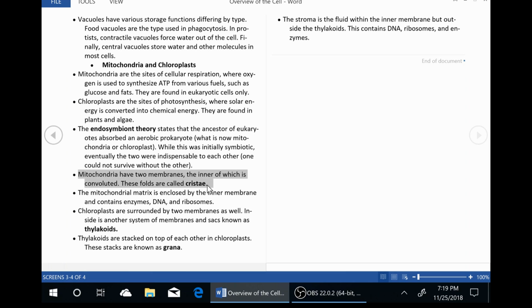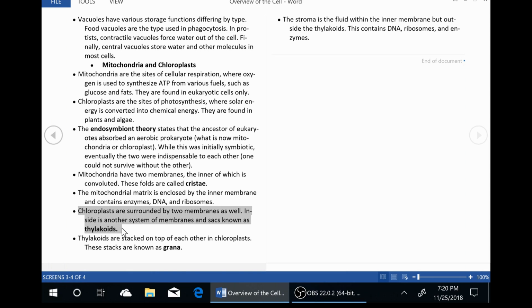So mitochondria have two membranes. The outer membrane is really smooth. It doesn't have many folds in it. However, the inner membrane has various folds. That's why we call it convoluted. And so these folds are again called cristae. So the mitochondrial matrix is everything inside the inner membrane. So inside this inner membrane, all the major things inside the mitochondria are there. So enzymes, mitochondrial DNA, and ribosomes are all found inside the mitochondrial matrix.